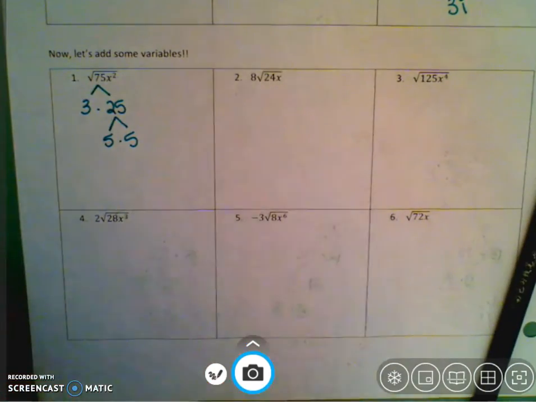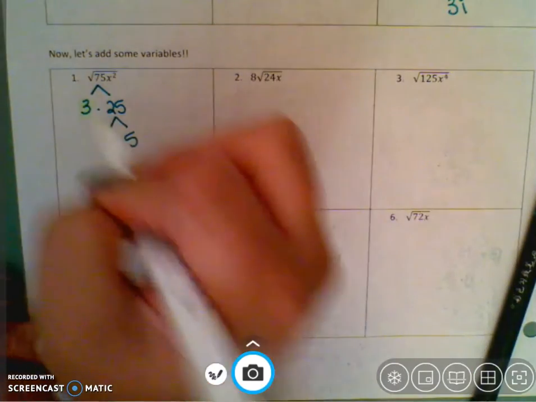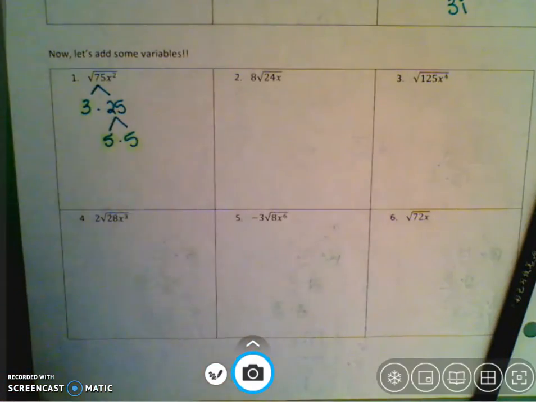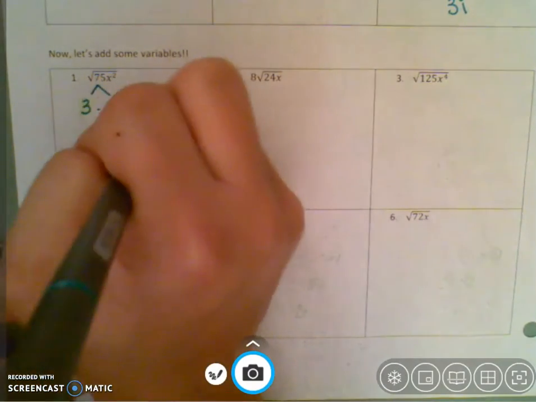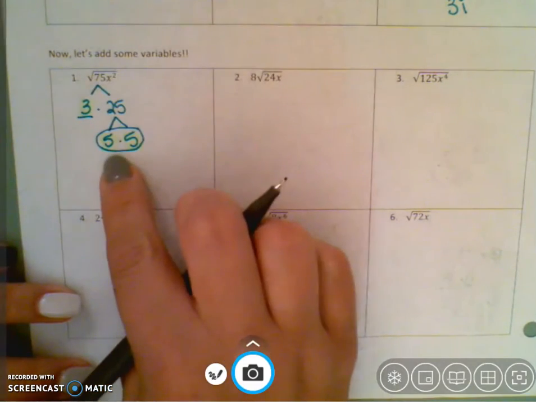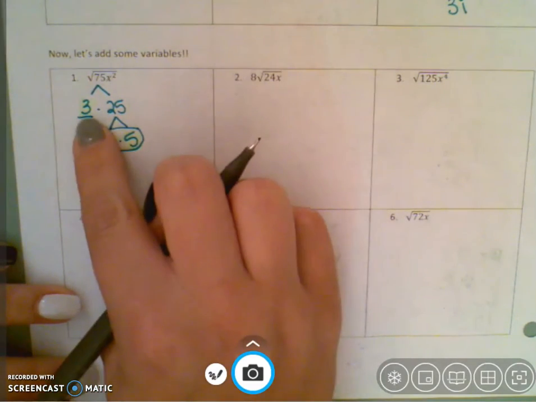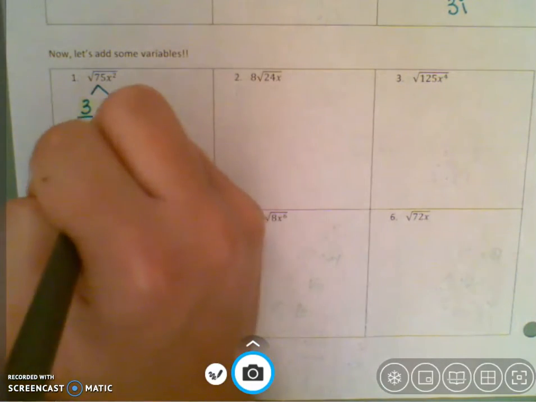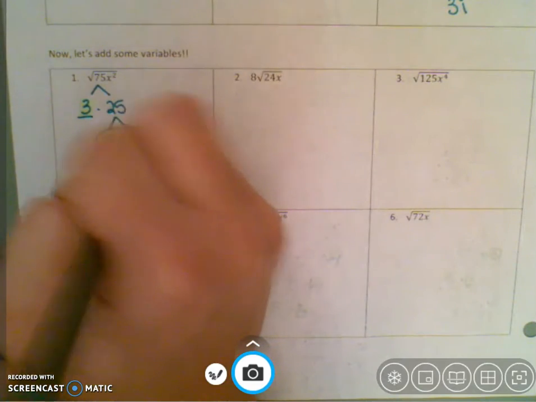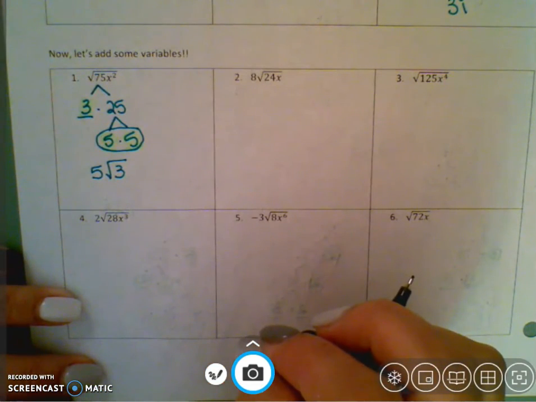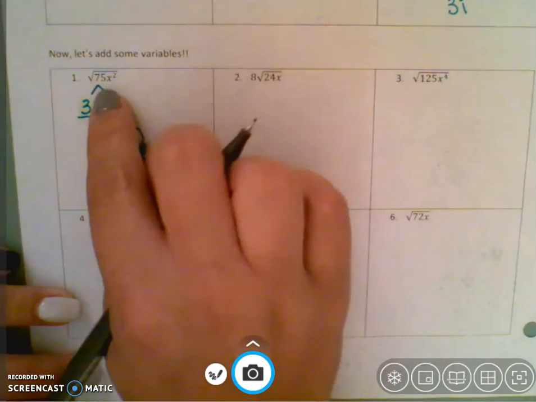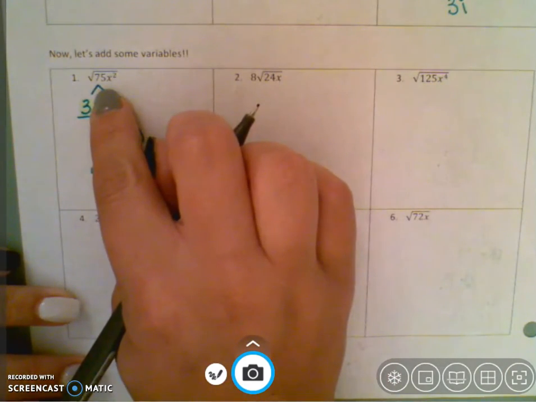So now again, we're left with all the ones that can't break down anymore, 3, 5, and 5. Again, you have to make your pairs. Pairs go out, singles stay in. 5 square root of 3. However, that's the answer if it was just the square root of 75. But there's an x squared on it, but it's okay. We can do that the same exact way.